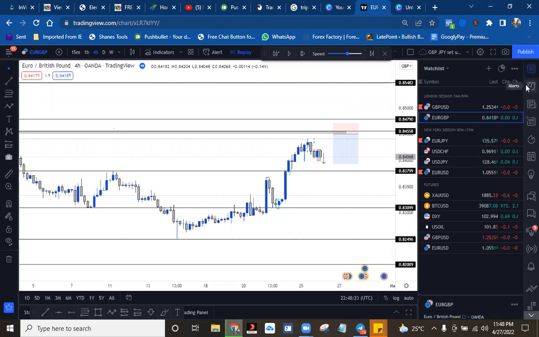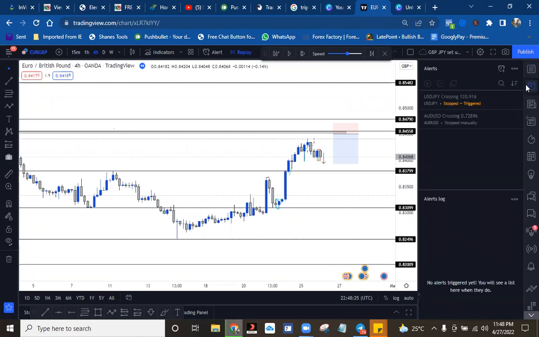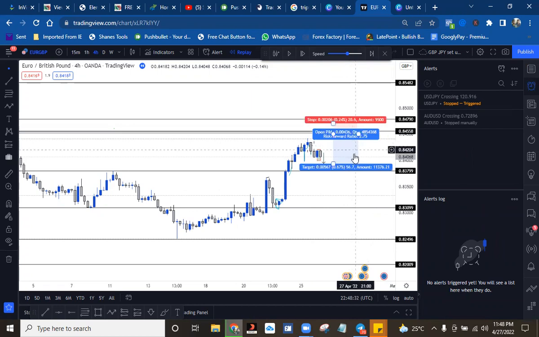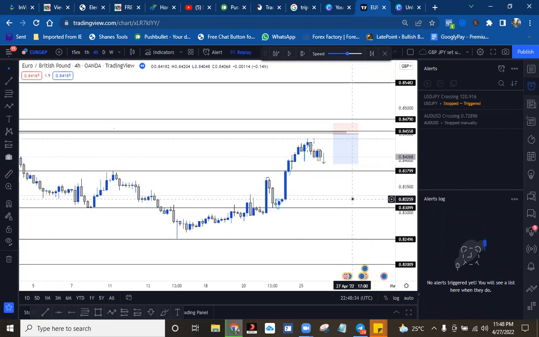All right. Here you have alerts. You have alert on this zone. That's if you want to set an alert, maybe a place where price will get to, and you want it to call you and tell you, hey, price has gotten to this zone, come and buy or sell or whatever you want to do. Here is the place where you set any alert you set.